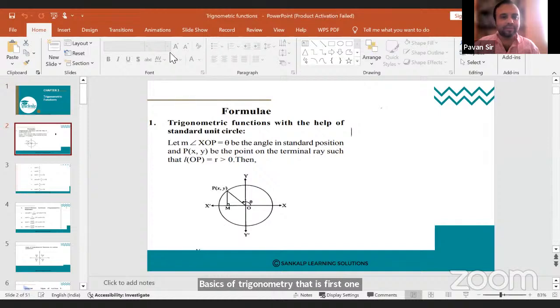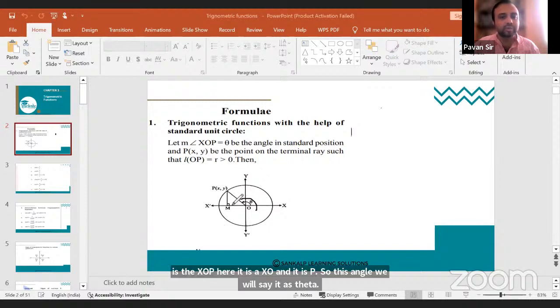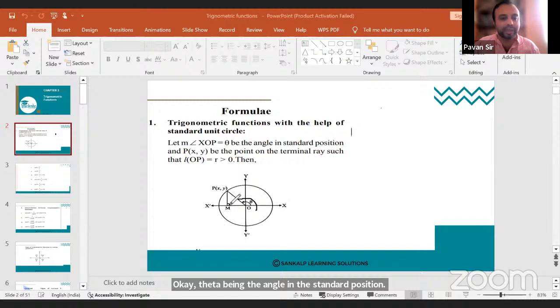So the formulas hold for the standard unit circle. Let theta be the measurement of angle XOP, where I hope you can see that in the diagram. Here it is X, O and P. So this angle we will call theta, the angle in standard position, and P is the point (x, y), where x is the x-coordinate and y is the y-coordinate. Then P is the point on the terminal ray such that the length of OP is equal to r.